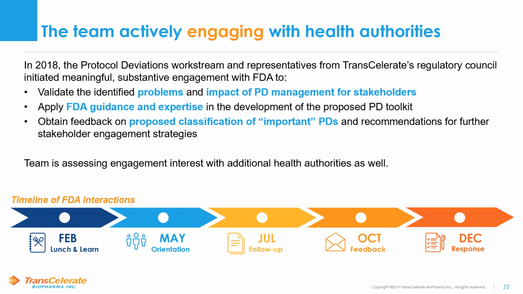If we look at the arrows at the bottom here, this all started with a lunch and learn with FDA back in February. We were then able to have an orientation meeting with a number of FDA representatives in May. We had some further follow-up in July, and then in October, FDA sent us a list of questions and comments on the materials and the interactions that we'd had at that point in time. We regrouped as a work group to consider FDA opinions. We made some updates and provided some clarifications, and we sent all of that back to FDA in December 2018. So next slide, please, Leslie.